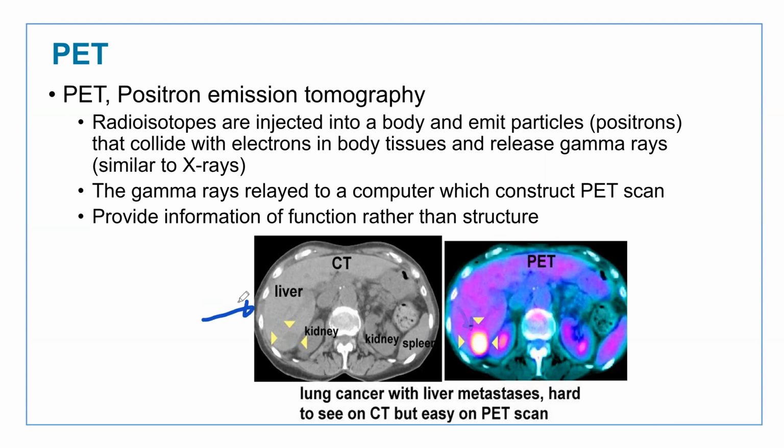So if you see a CT scan of the same region, that's the liver and kidney, and the patient had a metastasis in the liver, but you see really nothing on the CT scan. However, a PET scan shows you this area very well. So it's hard to see on CT, but easy on a PET scan. A PET scan is also used to study functions of the brain.